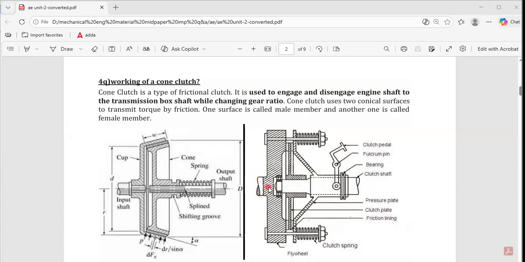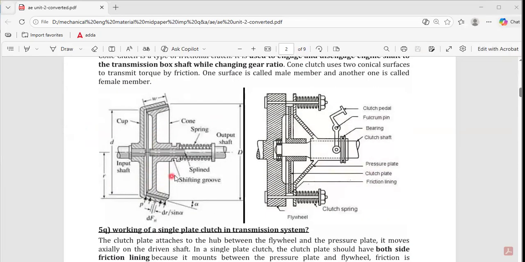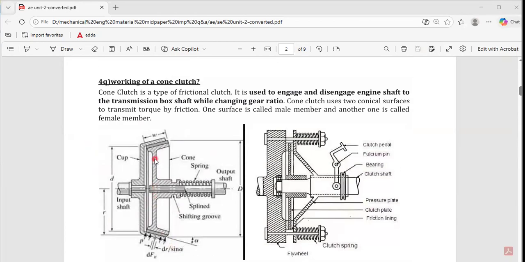This has to get and engage with this, because here you need a clutch plate in order to engage and disengage this one. So that is the total concept of this unit. So a cone clutch is a cone-shaped one. It is called a cone shape.